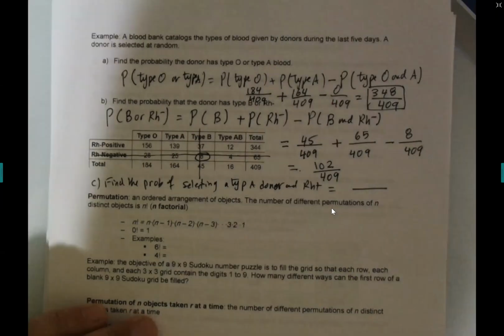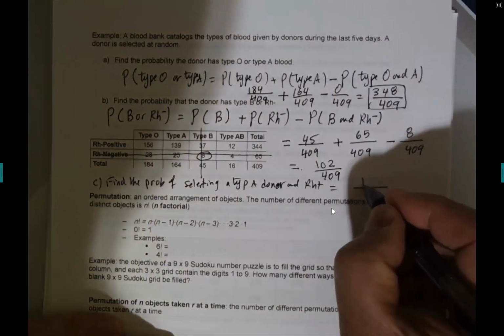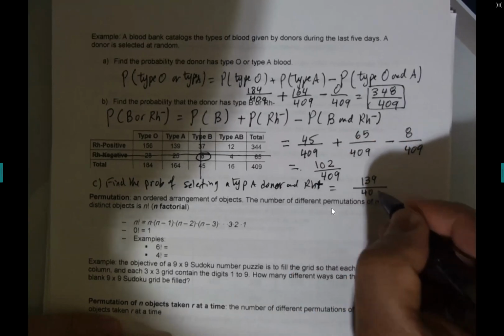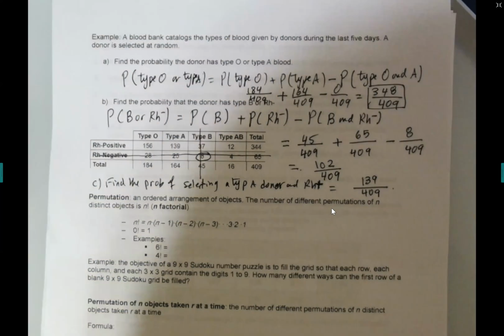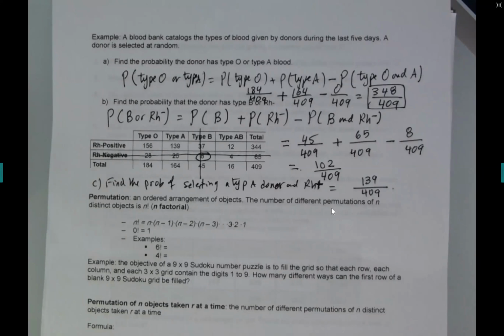Okay, what would that be? Type A and RH positive. 139. 139 over, yes? 344. Not 344, it's the grand total, no conditions here. So 164, 139. This is RH plus, guys, positive, over 409. If you guys don't see the word given in the problem, don't even change the denominator. Your denominator has to be the grand total.